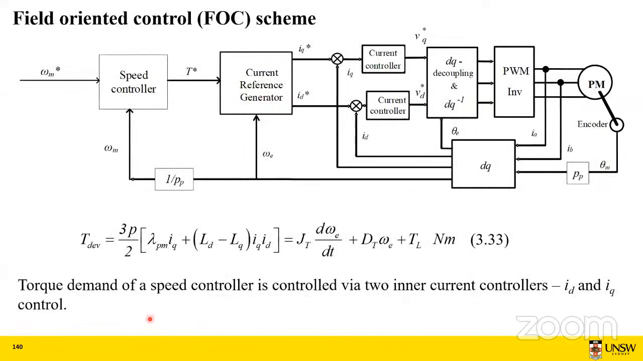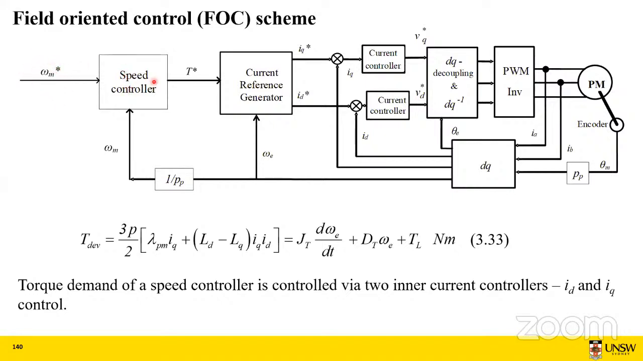So what is inside a FOC? You could have a speed controller. For example, let's say it is driving an electric car. So you press your accelerator and you want to drive your car at 50 km/h. That's the speed at which you want to drive the car, which will translate to a rotational speed for your wheel, which will translate to a rotational speed for your motor. So that's our speed command to the controller.